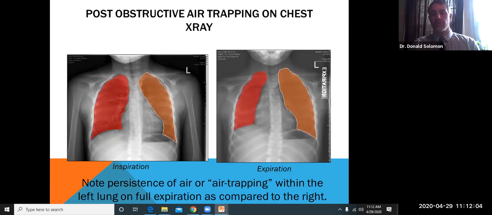So this slide depicts air trapping. If you look at the right lung, this is a left bronchus foreign body. If you look at the right lung, you can see that on the inspiratory view, there's significant expansion. And on the expiratory view, the lung collapses to a significant degree, whereas on the inspiratory view of the left lung, the lung does not collapse as much on expiration, because the air is trapped and can't get out.